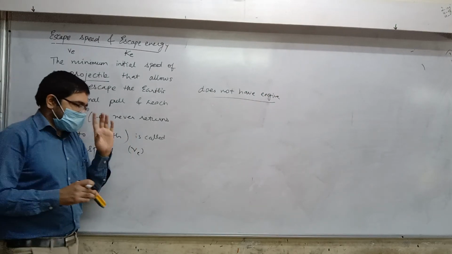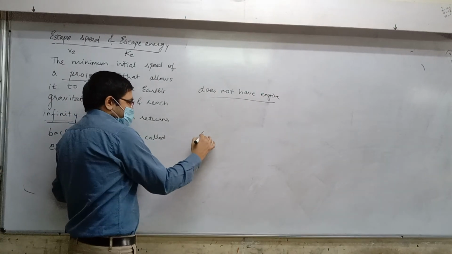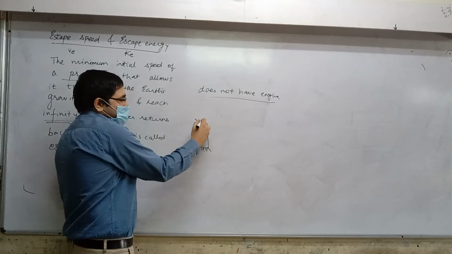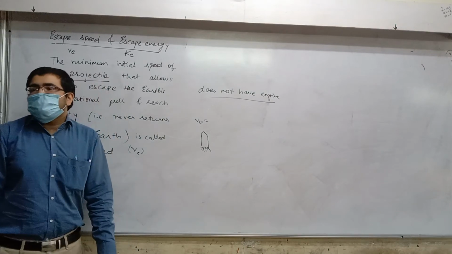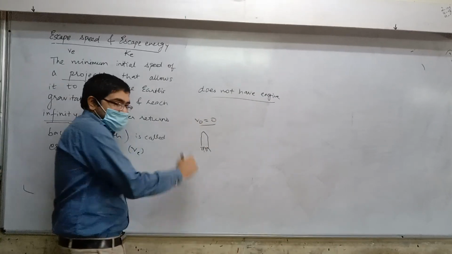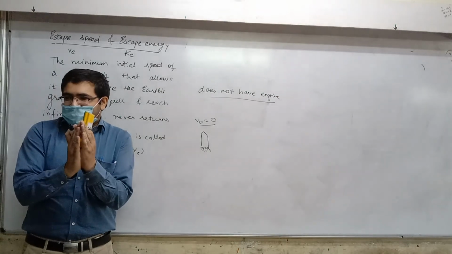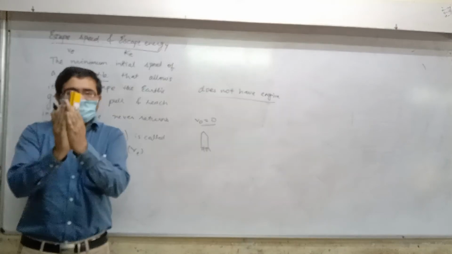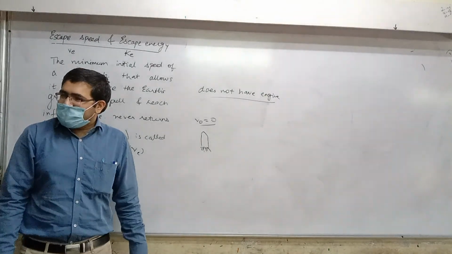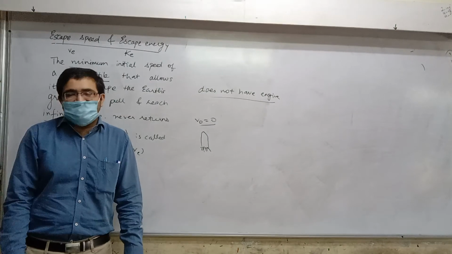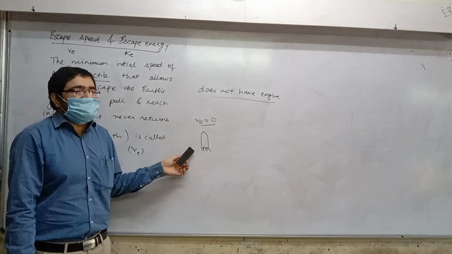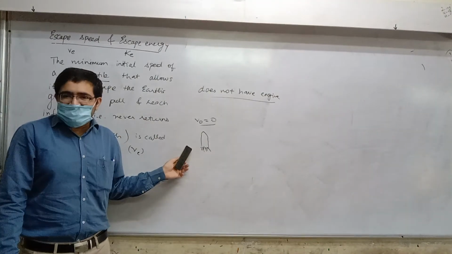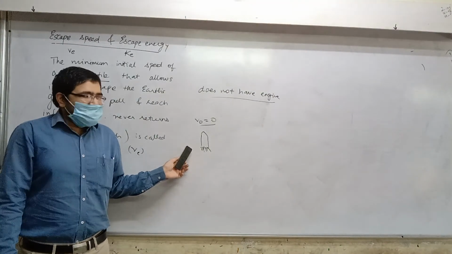Why? I'll tell you, just 1 minute. Suppose this is our rocket. You would have seen how rockets are launched. What is their initial speed? 0. I hope you realize why. On the launch pad, first it will start exhausting the gases. But its initial speed is 0. Still, it can go far away from Earth. Why? Because it has an engine.